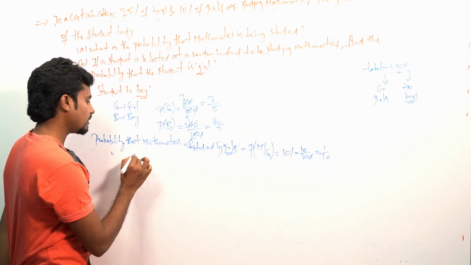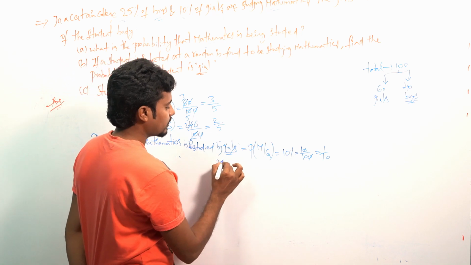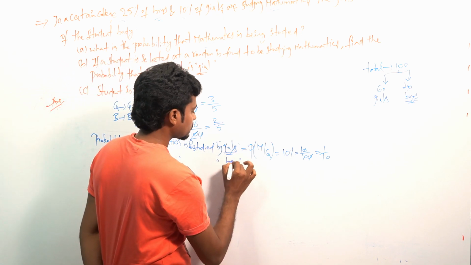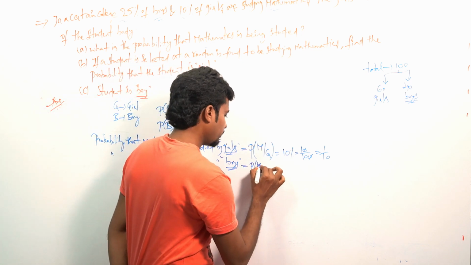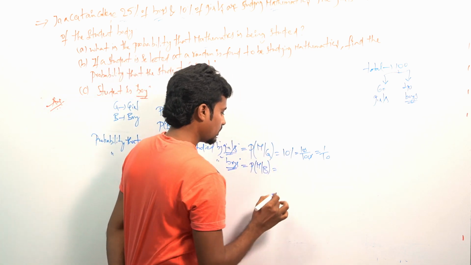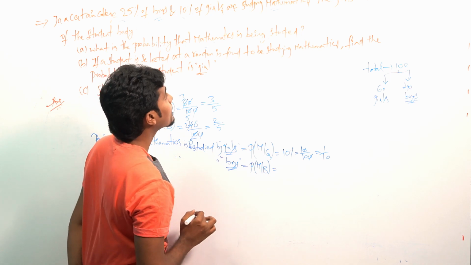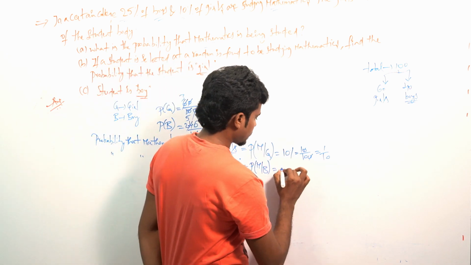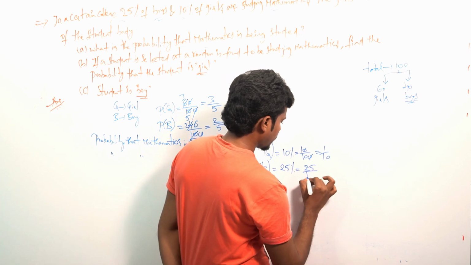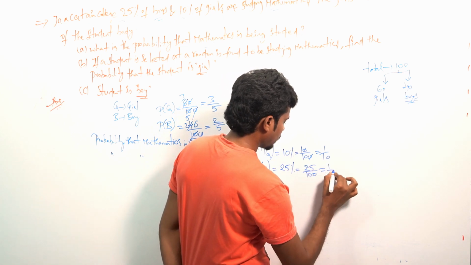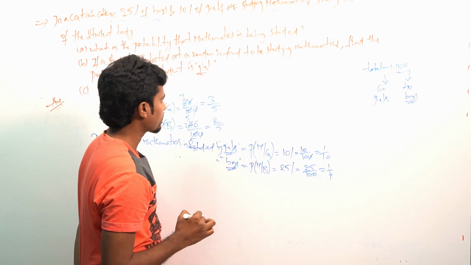Similarly, the probability that mathematics is being studied by the boys will be represented as P of M divided by B. This will become how much? 25%. That will be 25 divided by 100. This will be 1 divided by 4.